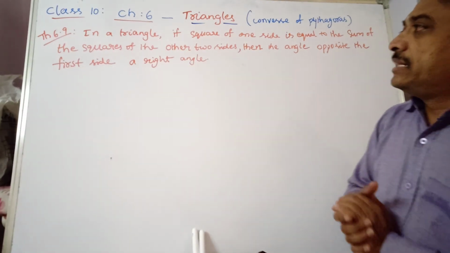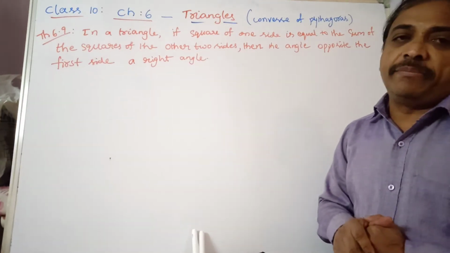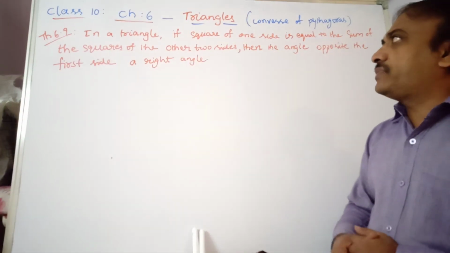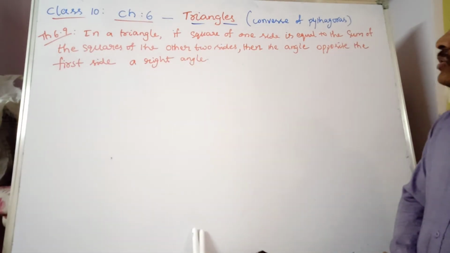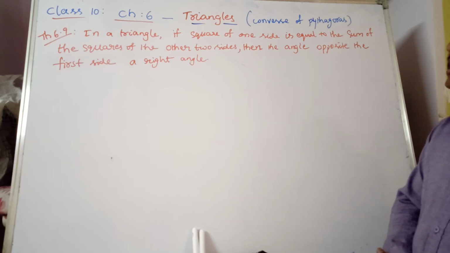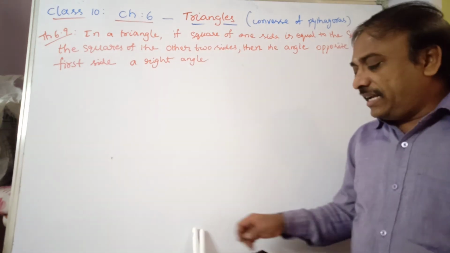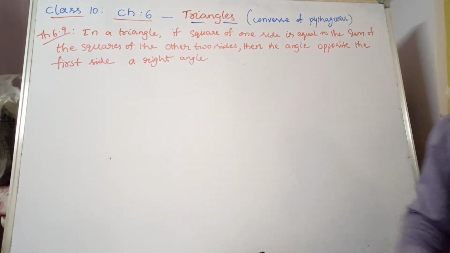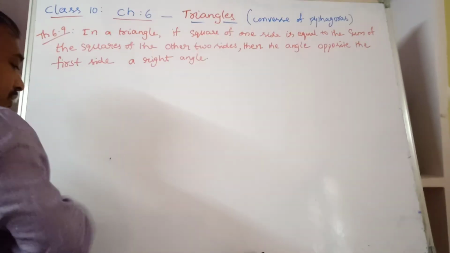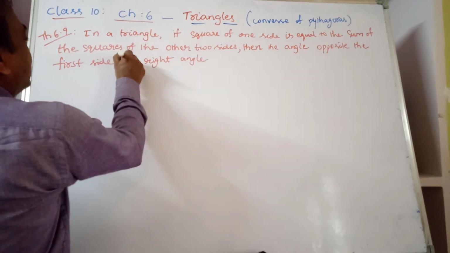Now let us discuss theorem 6.9. That is nothing but the converse of Pythagoras theorem. Let us see the statement. In a triangle, if the square of one side is equal to the sum of the squares of the other two sides, then the angle opposite to the first side is a right angle.